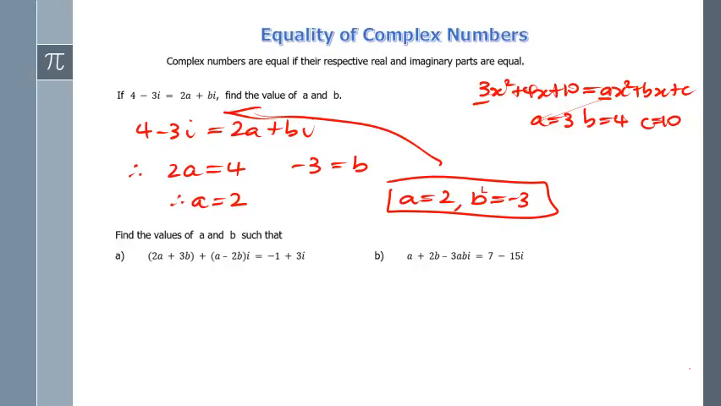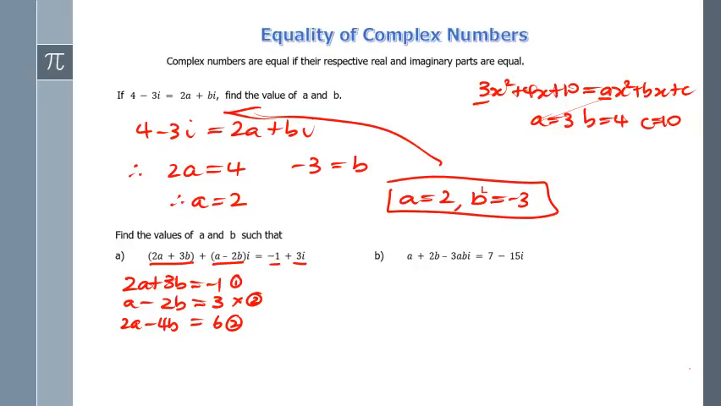Similarly here, I've got 2a plus 3b has to equal -1, and I have a minus 2b has to equal 3, the coefficient of i. Okay, with our equations here, I'm going to multiply the second one by 2, so I'm going to get 2a minus 4b equals 6. Let's call that equation 1 and equation 2.